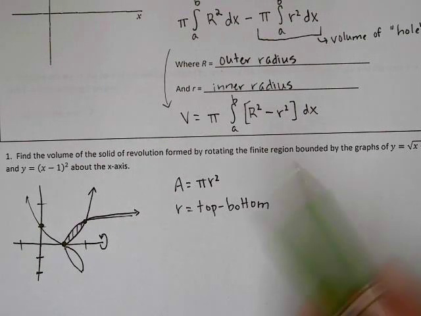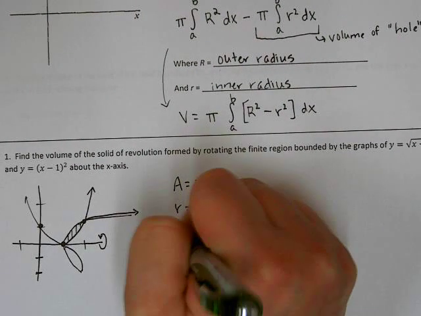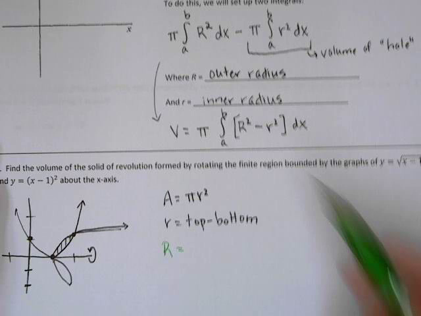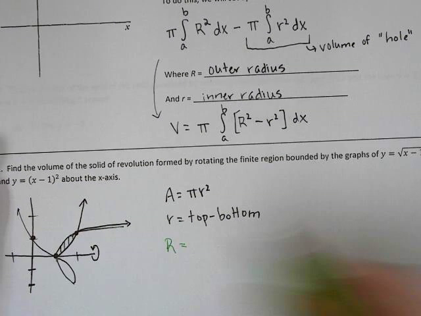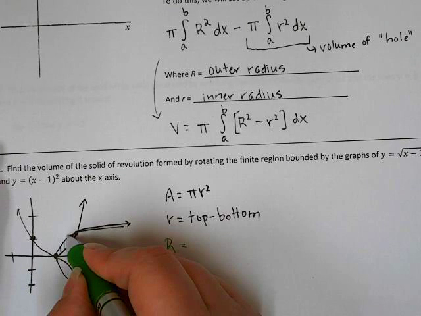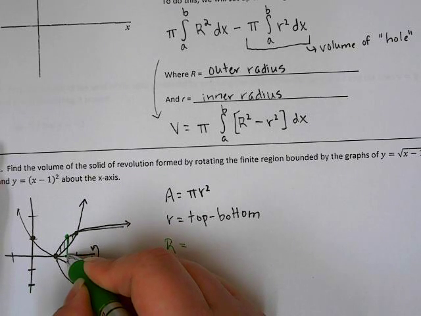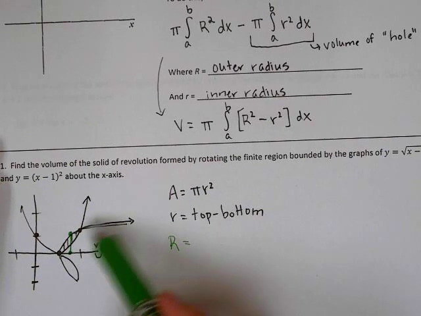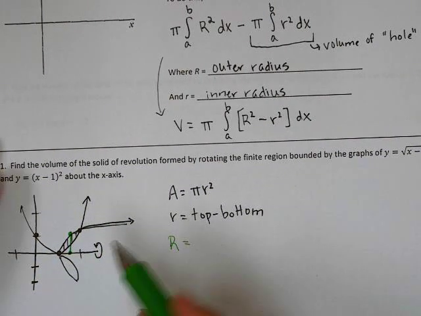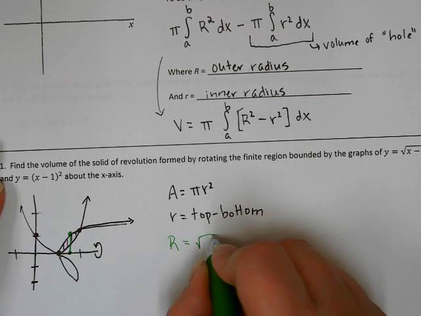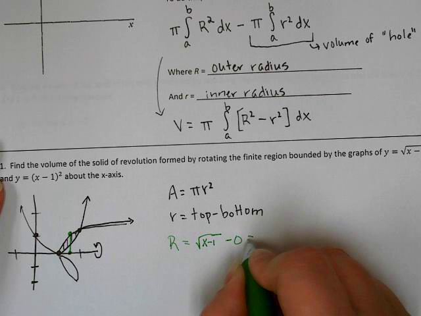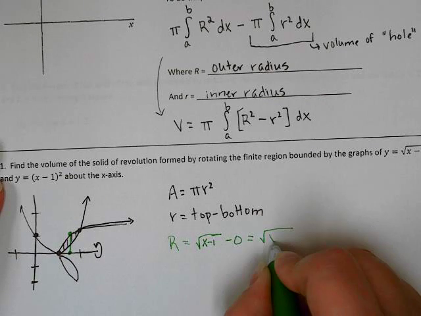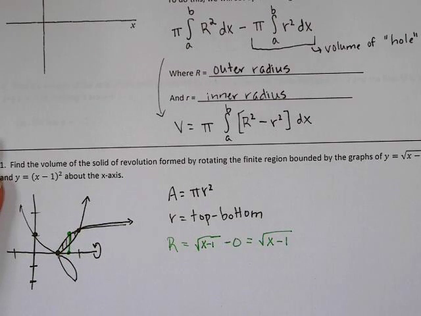So if we want to do capital R, that's going to be the outer radius. If we look here, the outer radius starts right here and goes to the x-axis. So the outer radius is this function, which is the square root of x minus 1. And then the bottom function is 0. So our capital R is just the square root of x minus 1.